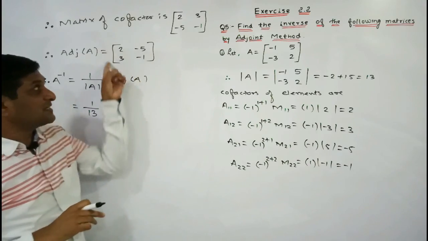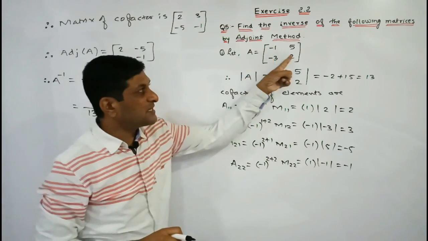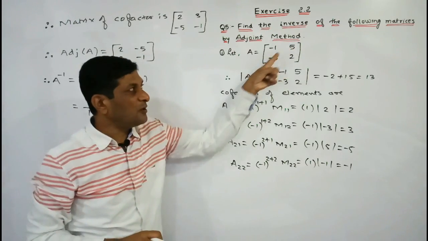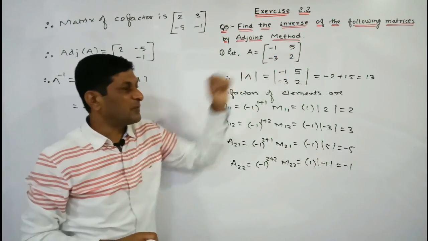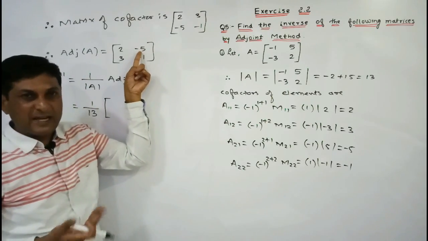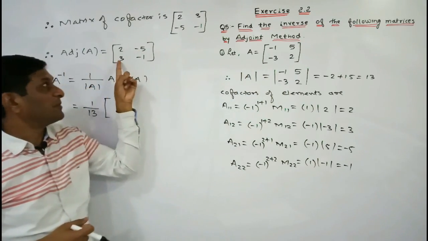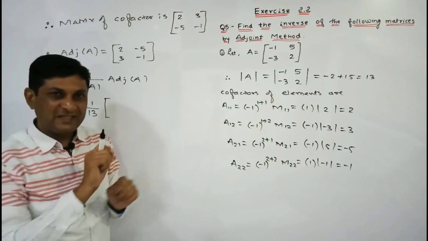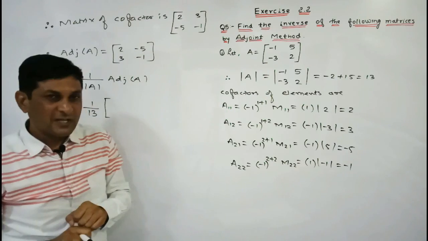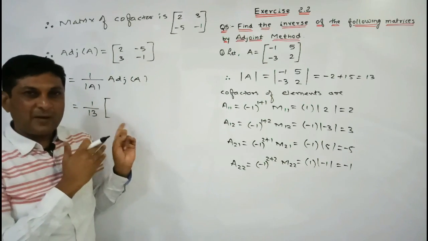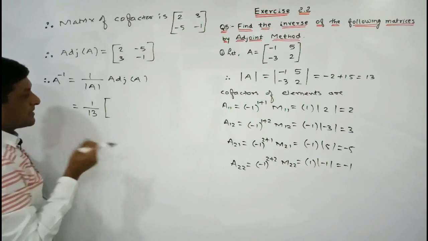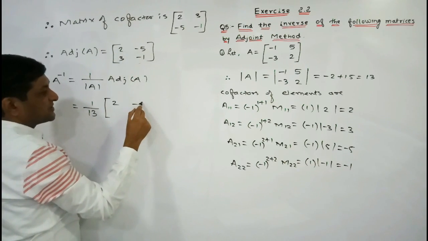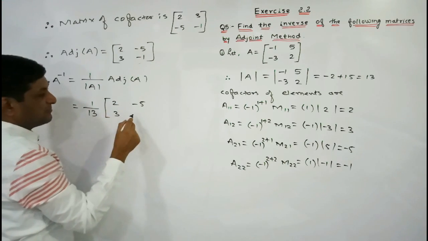To check whether our answer is correct or not, check that these two elements get interchanged or not. Yes, these two elements get interchanged, and check that sign of these two elements changes or not. Here plus 5 is there, so here its sign changes to -5. Here -3 is there, so here +3 is there. Means we can say that our answer is correct. Already we have written this condition as a note also, how to tally whether our answer is correct or not. Now write down the adjoint. This is adjoint of matrix A, whose elements are 2, -5, 3, -1.